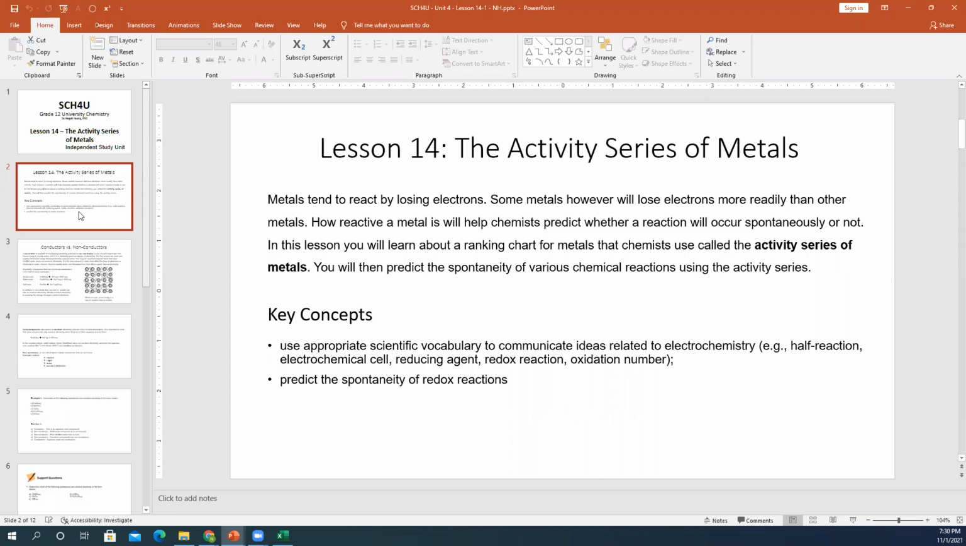So in this lesson, we're going to be talking about a ranking chart for metals that is used in chemistry, and this is called the activity series of metals. It's a way of ranking metals on a chart, on a table, to see which ones will lose electrons more readily and which ones will react more spontaneously. And by doing this, we'll learn to predict the spontaneity of various reactions using this activity series. And okay, let's jump right in.